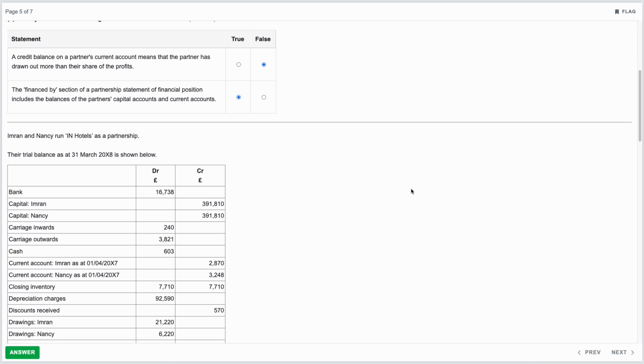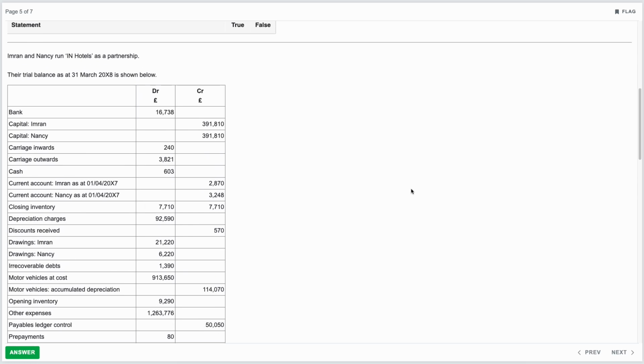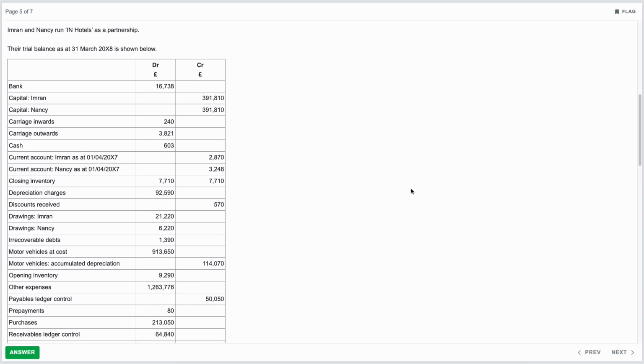Okay, so scrolling down. Imran and Nancy run hotels as a partnership. Their trial balance as at the 31st of March 20x8 is shown below. And we see that we've got the trial balance here on screen.